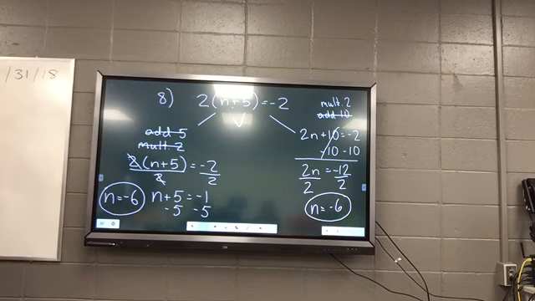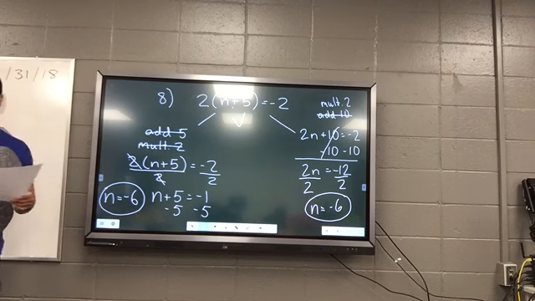Number 10. Who wants to share number 10? Caroline? 8 equals n. How many of you got 8 equals n or n equals 8? Good. Yeah, it should be positive, and if you put it back in, 8 divided by 2 is 4. 4 minus 10 is negative 6.